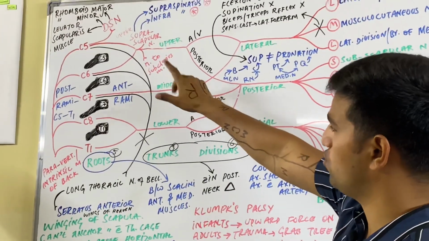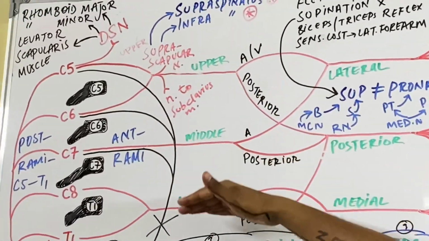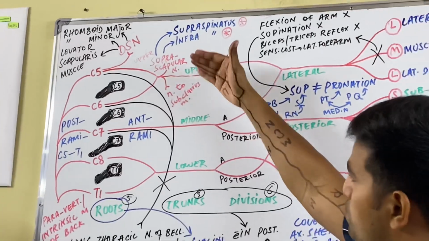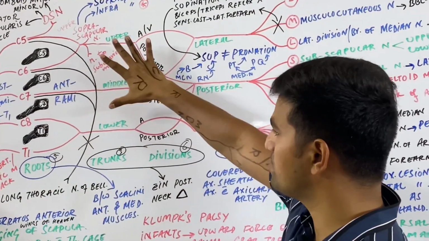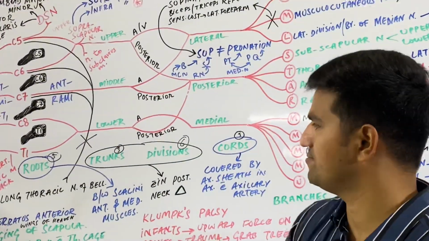So from the upper trunk, other than these two extra branches, suprascapular nerve and nerve to subclavius muscle, there are no other branches from the upper, middle, or lower trunks.